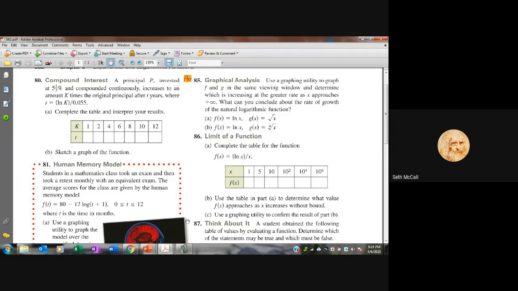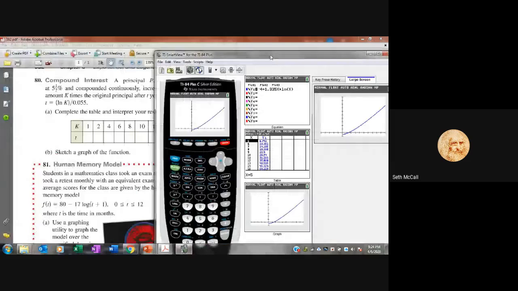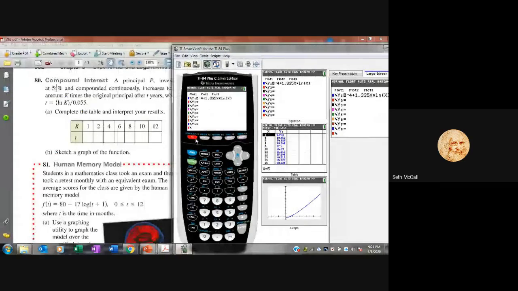So this one, much like the last one, can just be completed using your graphing calculator. It's pretty straightforward. We're going to go into the y equals key. We are going to type in natural log. Instead of K, we're going to use X, divided by 0.055. We're going to hit enter.